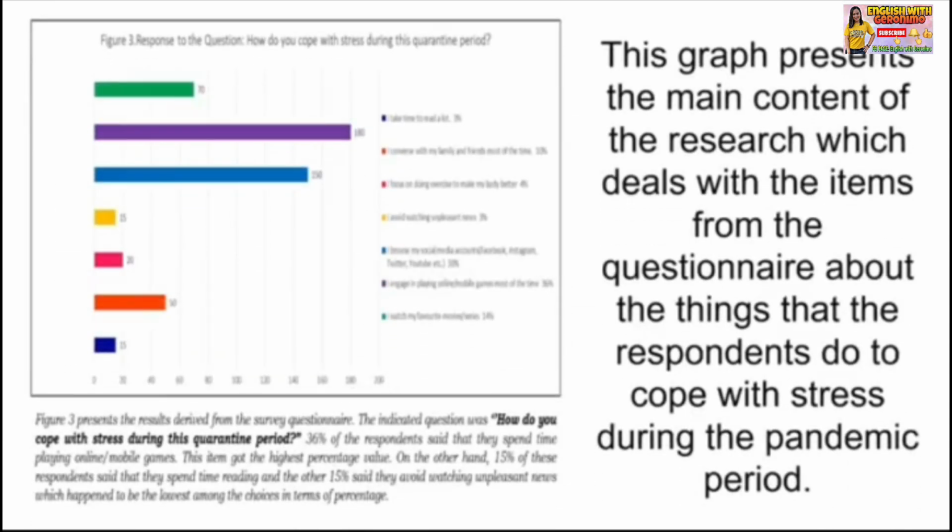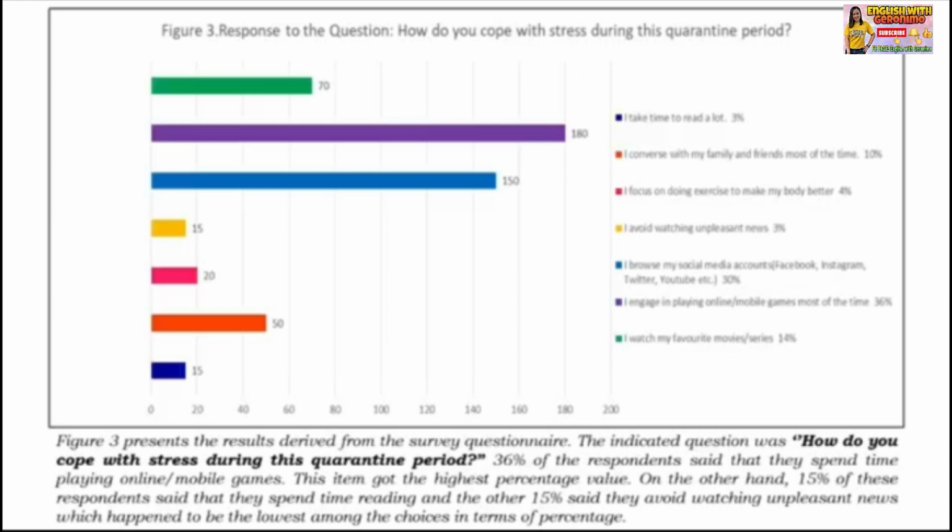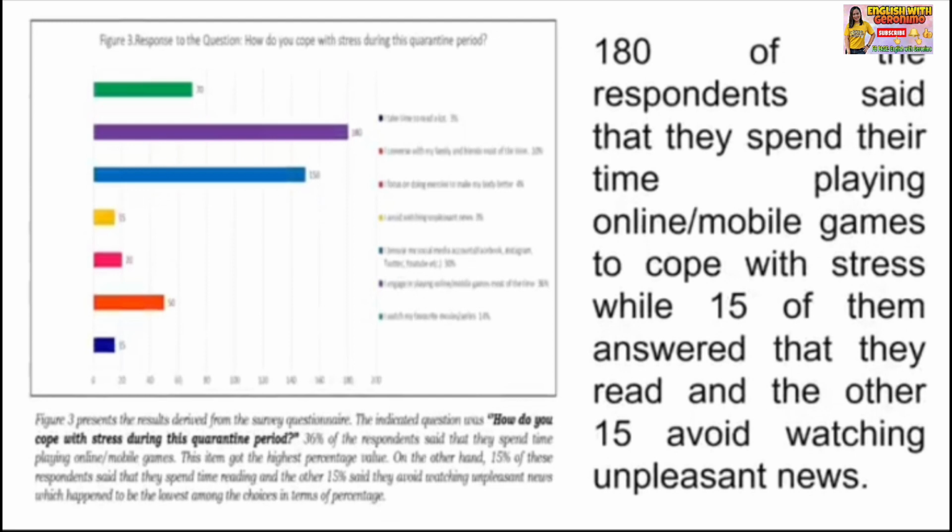This graph presents the main content of the research, which deals with the items from the questionnaire about the things that the respondents do to cope with stress during the pandemic period. Among the choices, which one got the highest percentage and which one got the lowest percentage? The correct answer is 180 of the respondents said that they spend their time playing online or mobile games to cope with stress, while 15 of them answered that they read and the other 15 avoid watching unpleasant news.